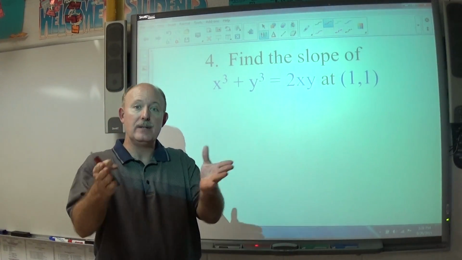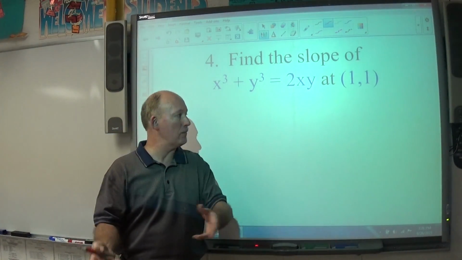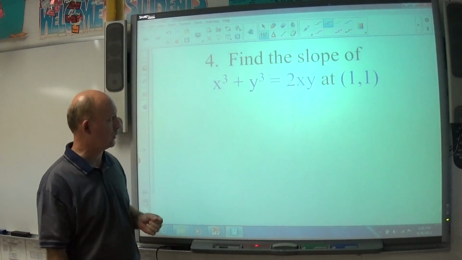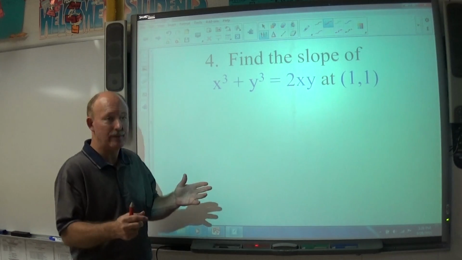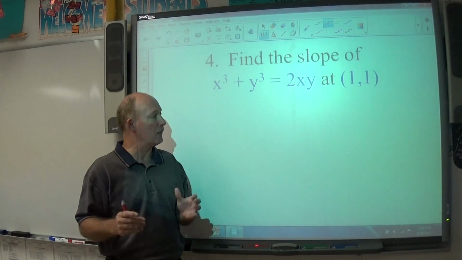Remember, the derivative gives us a slope. It's an expression for our slope. All we have to do is substitute in and that'll give us our slope. Now, to take the derivative, let's start by differentiating the equation the way it sits. We're not going to try to rearrange it or anything.